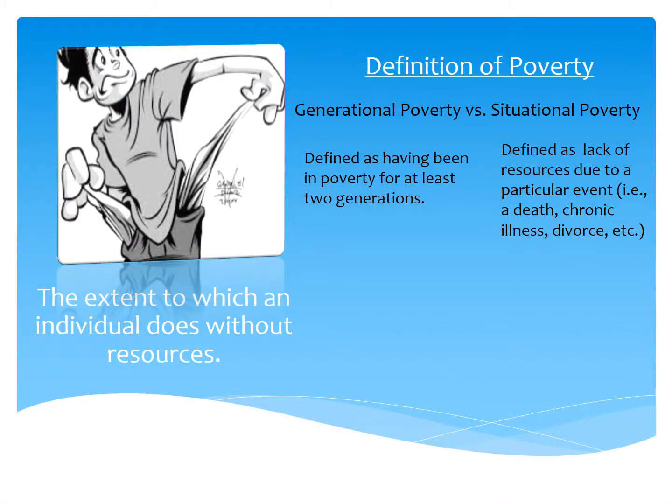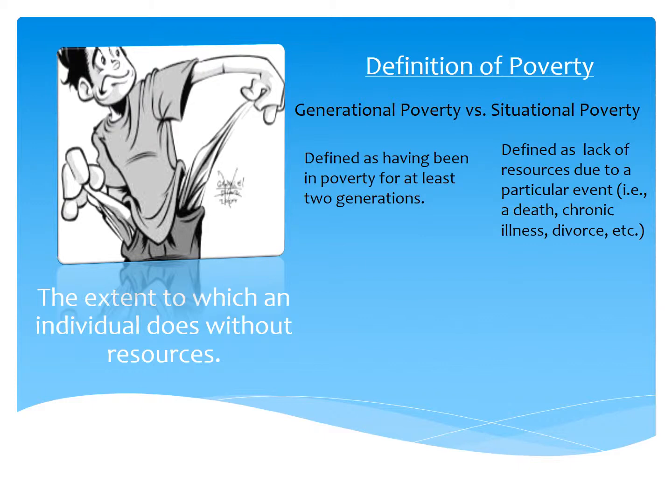So first we're going to touch on the definition of poverty, which is the extent to which an individual does without resources. We are going to talk about those resources in just a minute. The other thing to keep in mind is that there are two different types of poverty. We are talking about generational poverty today, but I think it is important to understand the difference between the two.